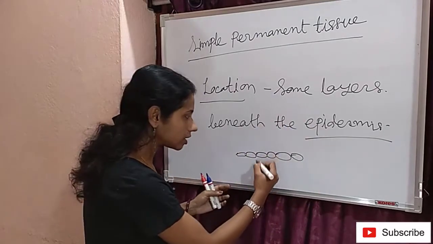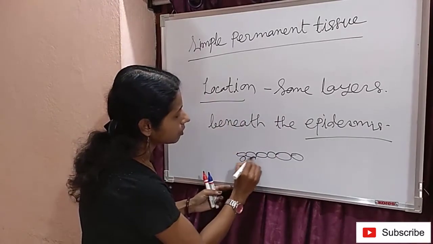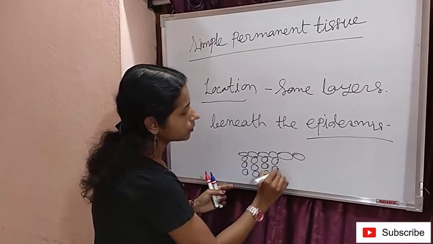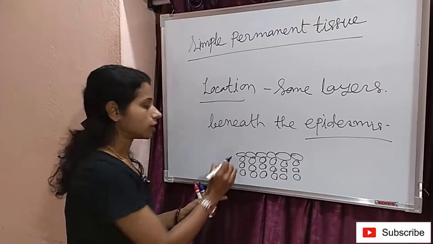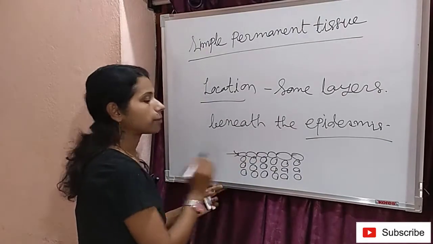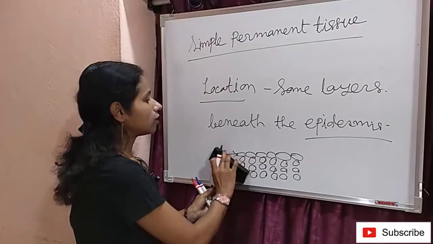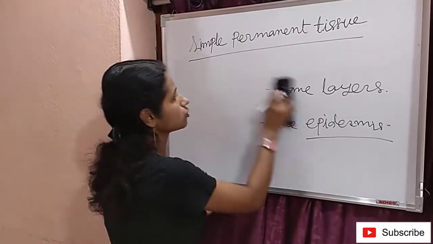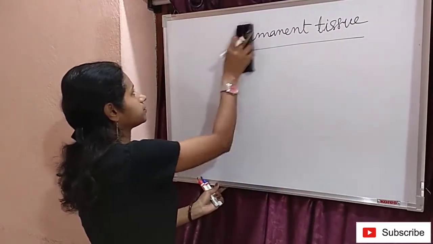And just beneath this epidermis, the simple permanent tissues are present. There are some layers like that. These all are simple permanent tissue, and the outermost layer is epidermis here. Okay. Up to this much clear? Now, let's start the discussion about parenchyma. Today, we'll know only about parenchyma.